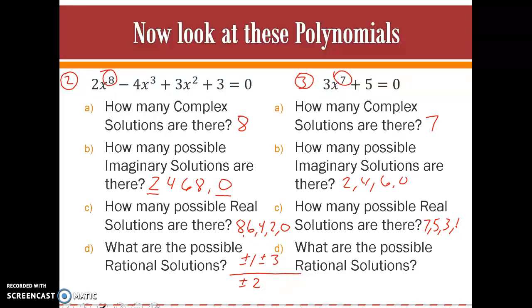And then what are the possible rational solutions? Well, the possible rational solutions are going to be the factors of 5, which is plus or minus 1 and plus or minus 5, over the factors of 3, which is plus or minus 1 and plus or minus 3. All the combinations that I can make out of that, but we can leave it like that, and I would be fine with that.